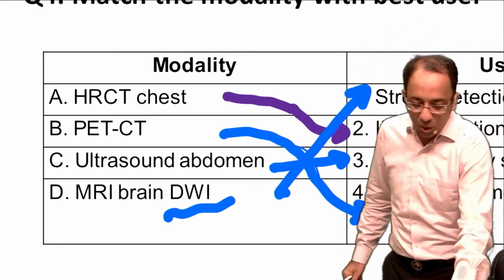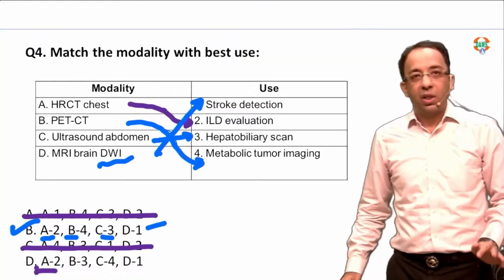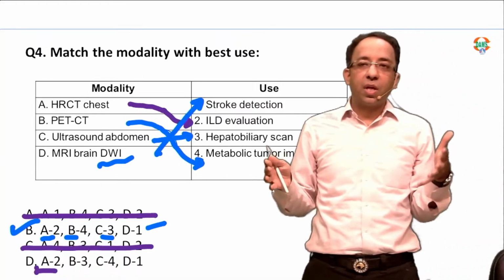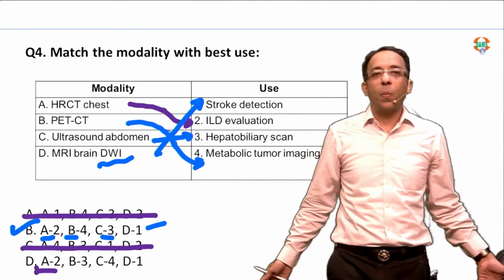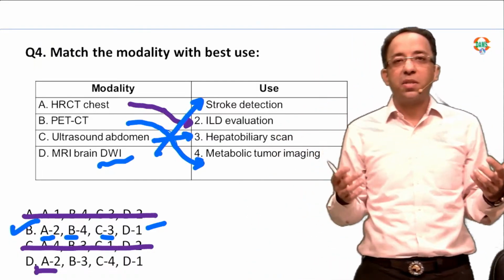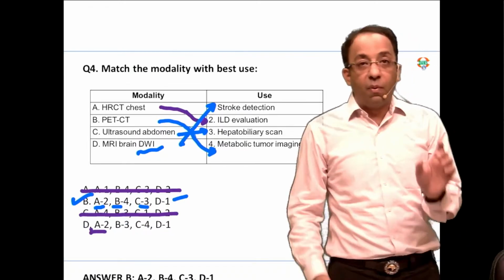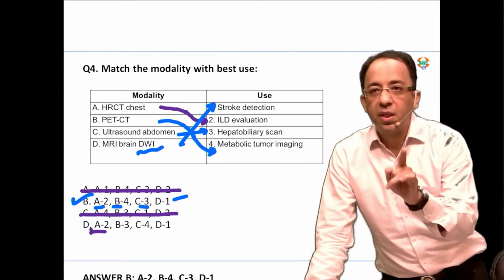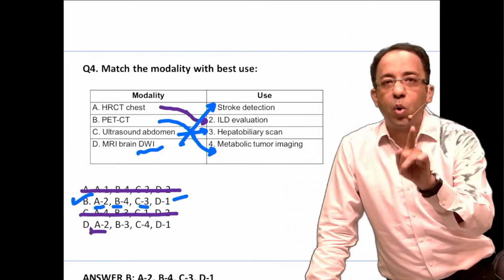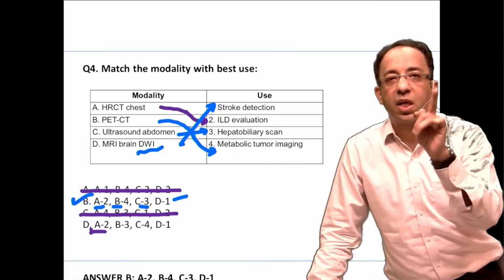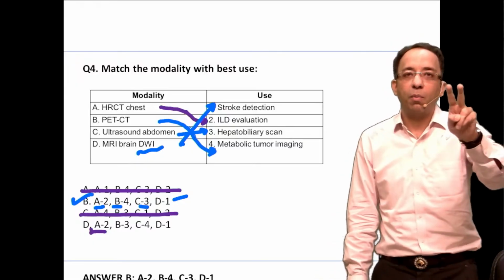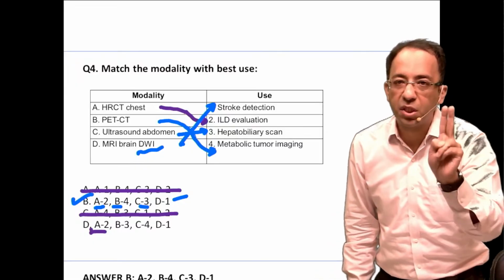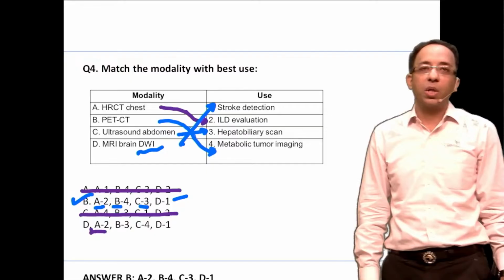Okay, so I hope you get the pattern now. The idea is those same things that we study in every class. In the INICET paper, they try to make it in a different pattern. The packaging is different. So if you ask me, other than single best answer, the most favored pattern in INICET for radiology will be match the following. Keep this in mind. Match the following is very important.